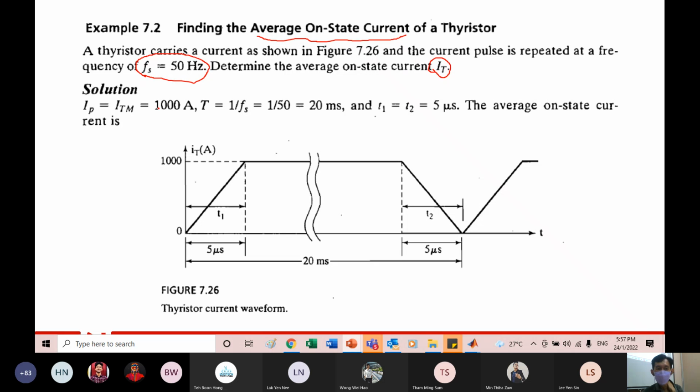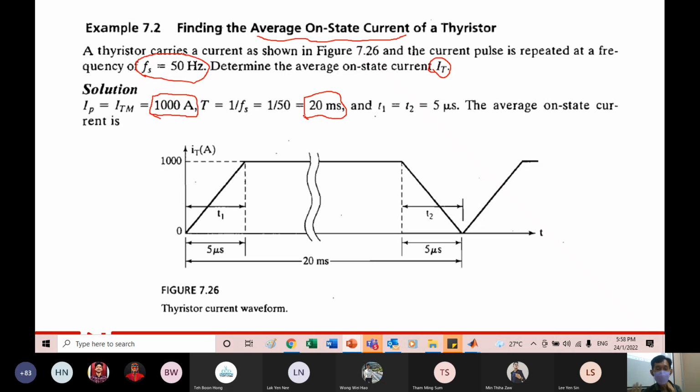So, assume that the on-state current applied is 1000 amp. This is quite realistic because it's used for AC, high power. So 1000 amp, quite realistic. And then, of course, the frequency is 50 Hertz. So 50 Hertz is 20 millisecond.